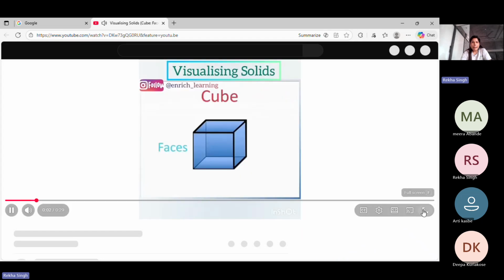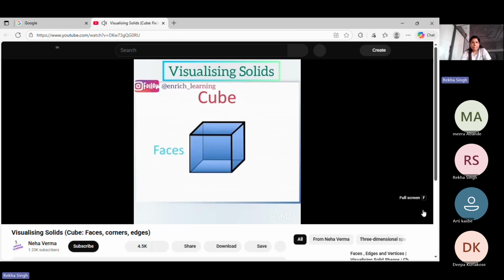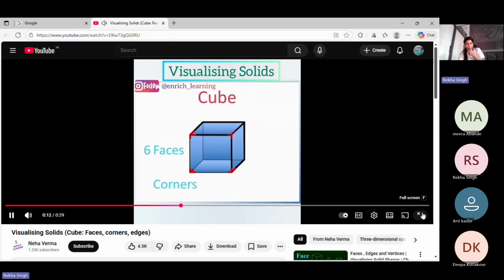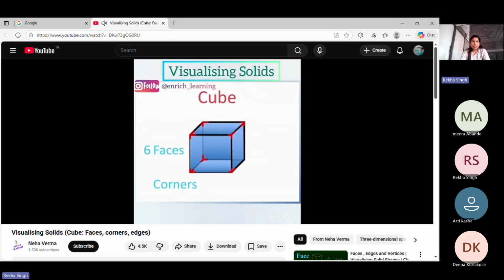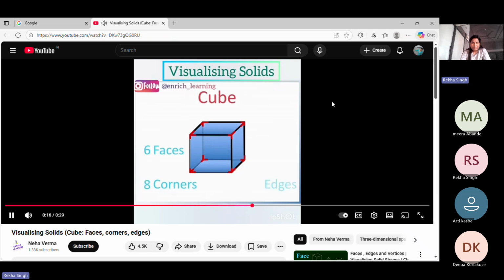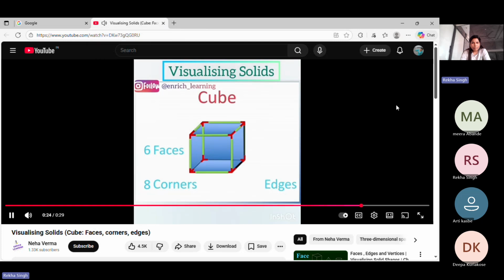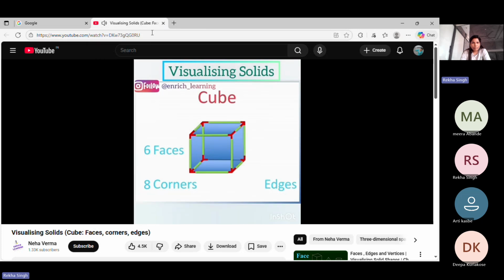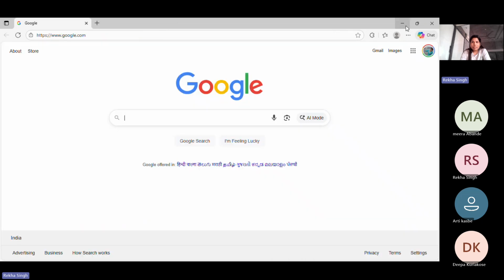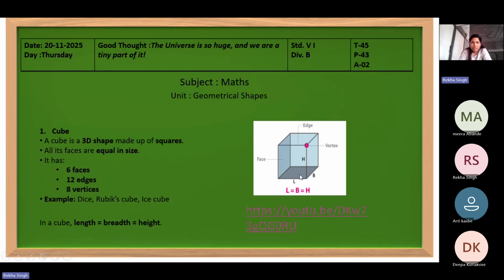Visualizing cube. You can see the blinking faces. A cube has a total of 6 faces. Corners. The red highlighters show the corners of the cube. You can here visualize a cube has a total of 8 corners. Edges. The green highlighters show the edges of the cube, and a cube has a total of 12 edges. Through this video, you have gained the knowledge of faces, vertices, and edges of a cube.